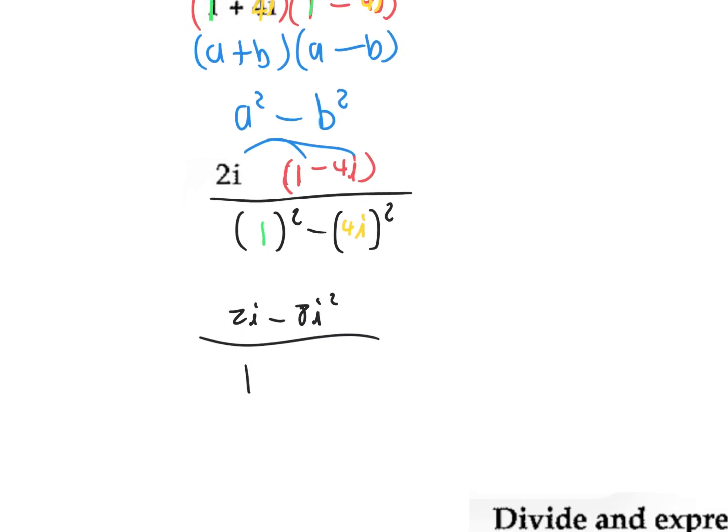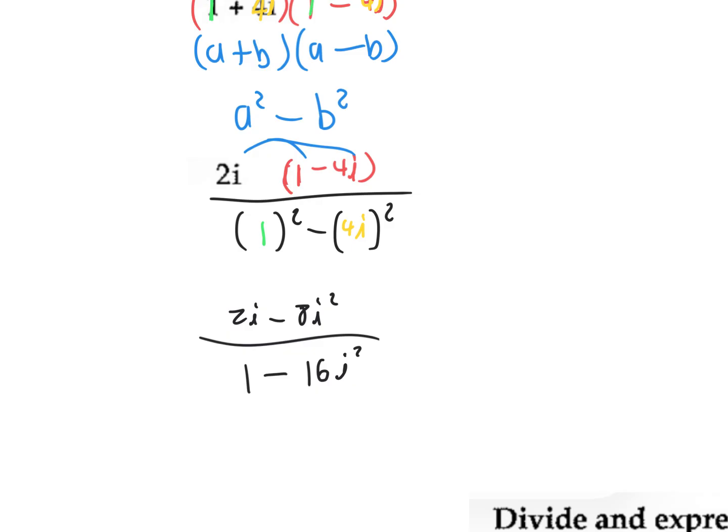1 squared is just 1. Now, what is 4i squared? You have to be careful. It's 4i times 4i, right? Wouldn't that be 16i? So that would be 16i squared. I should have said 16i squared. That's going to be 16i squared. Oh, look, we have an i squared. We have an i squared.